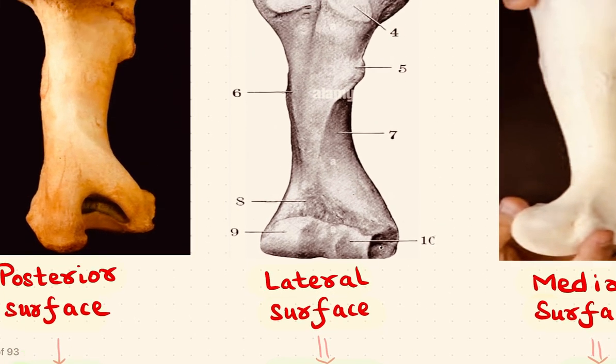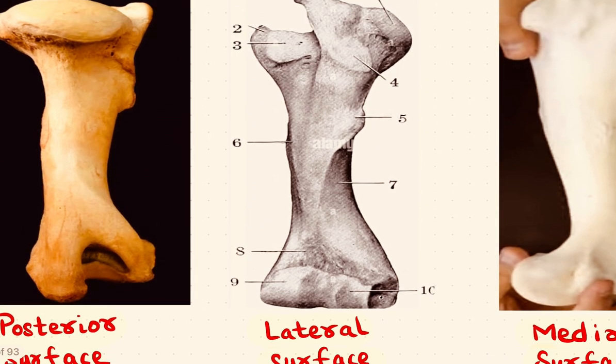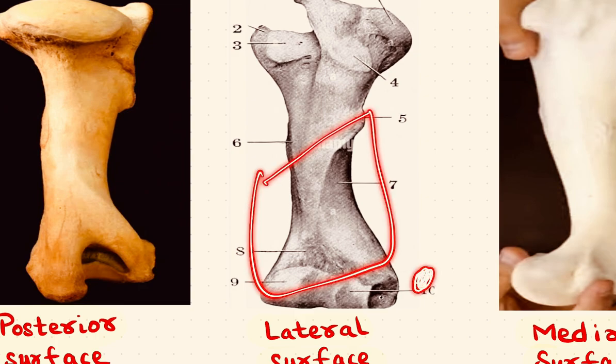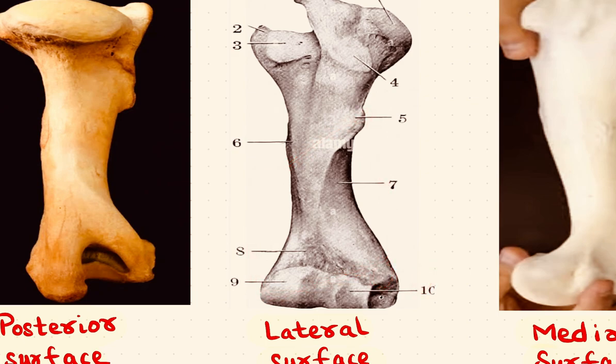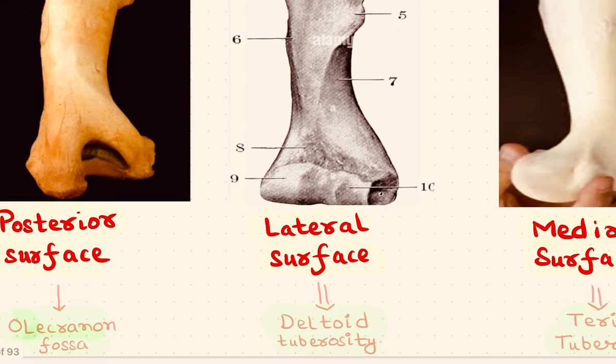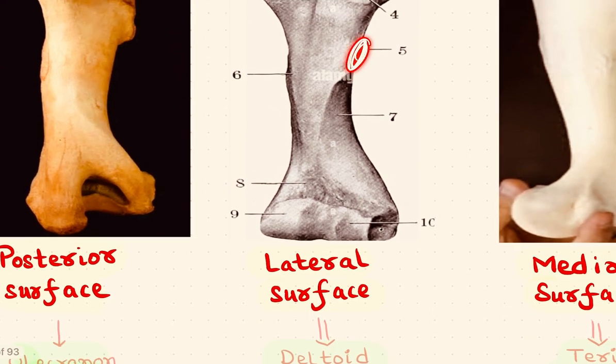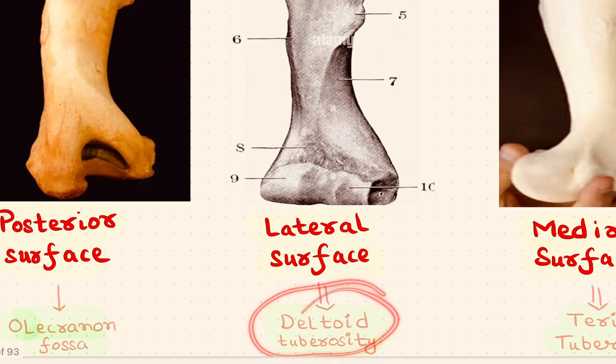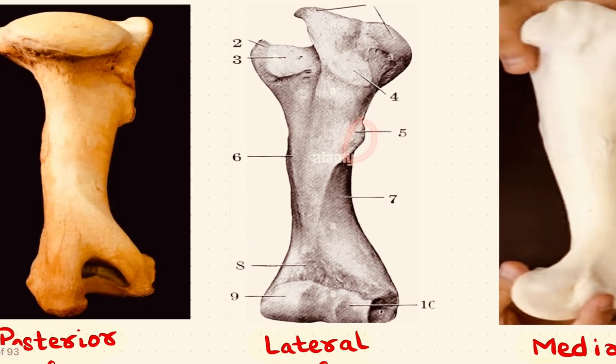Now, what is the lateral surface? The lateral surface is the surface which is away from the median plane of the body. If this is the median plane of the body, this would be the lateral surface, and the one close to the median plane would be the medial surface. The lateral surface is recognized by this particular tuberosity, known as the deltoid tuberosity. So wherever we have this deltoid tuberosity, that surface is the lateral surface.